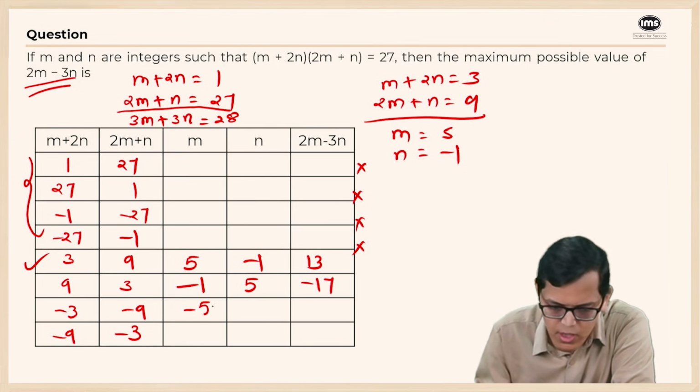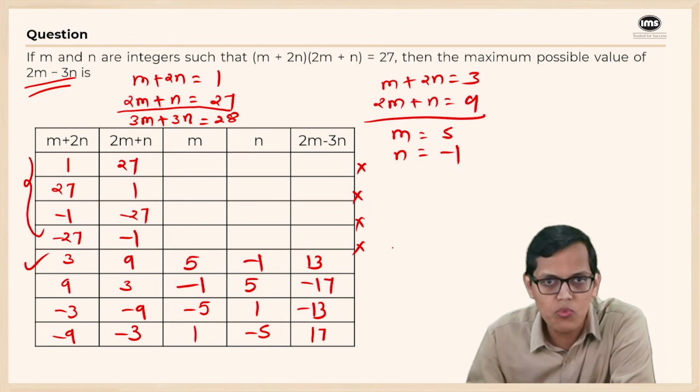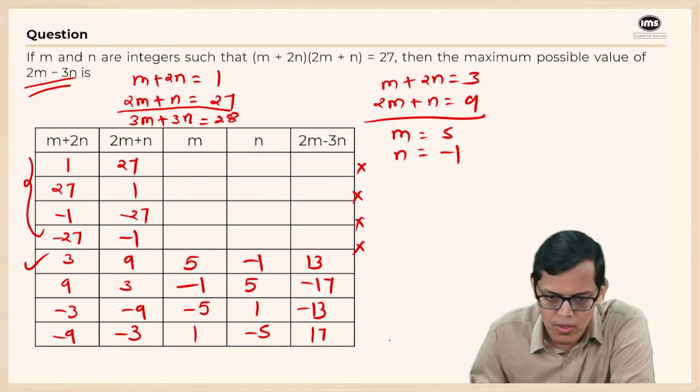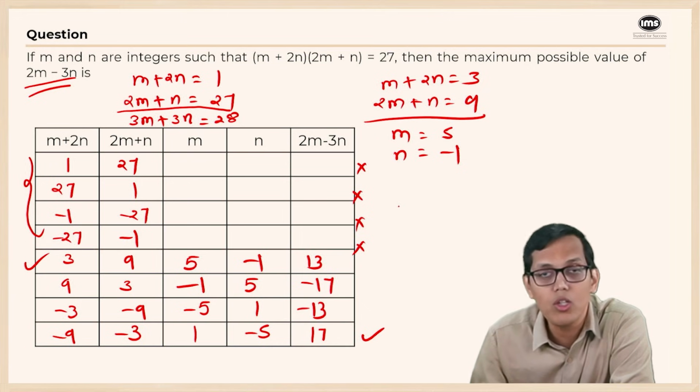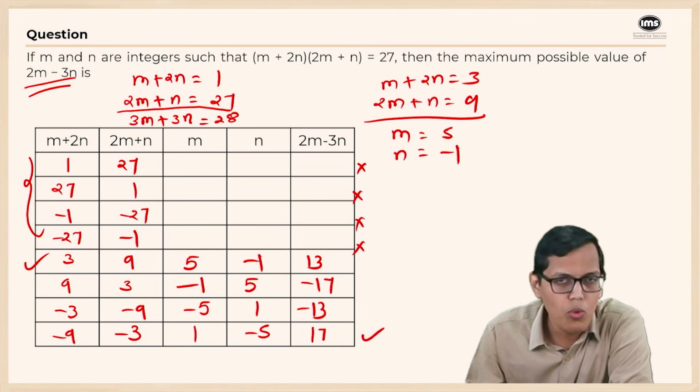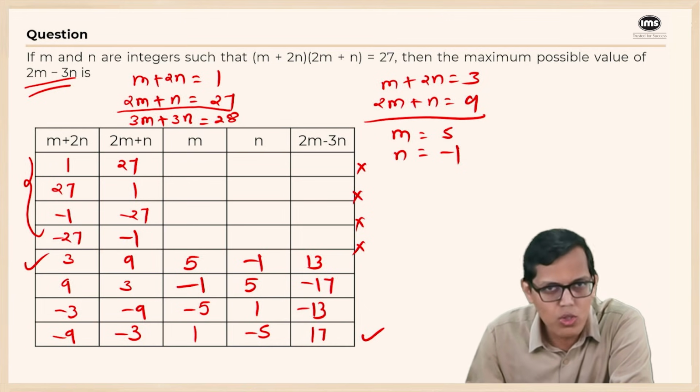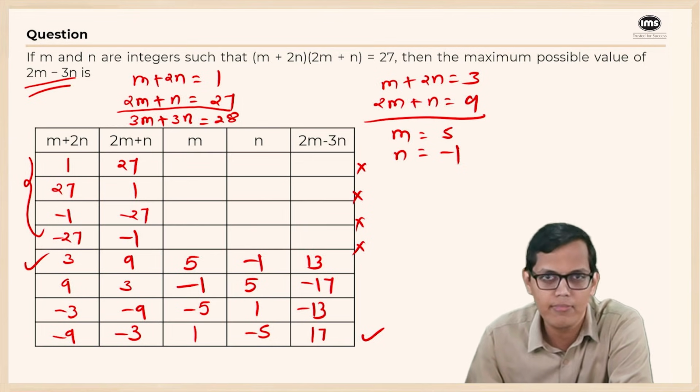In a real exam, this will actually consume a lot of time. We have to take care of the plus and minus as well. We are looking for the largest value that we can see in the place of 2m minus 3n. The last one, 17, is the largest value, which is the answer to this question. Overall, I would say that this is actually a lengthy question. In a real examination, you might not like to give this particular question a high priority.